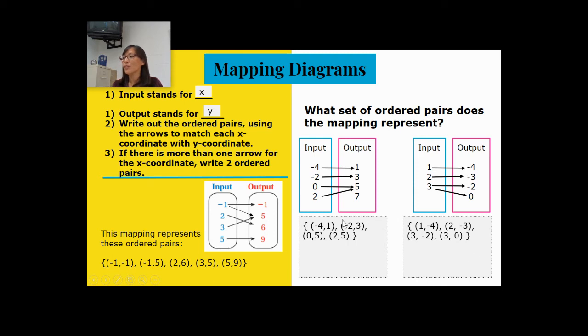One of the things that I want you to recognize is that input can also be called domain. So sometimes you'll see input or domain here, and output will be labeled range. So this is your domain and this is your range. Notice that the numbers are ordered from least to greatest because we like to list our domain and our range from least to greatest. And also that we don't repeat any of our numbers. We don't repeat our domain and we don't repeat our range.